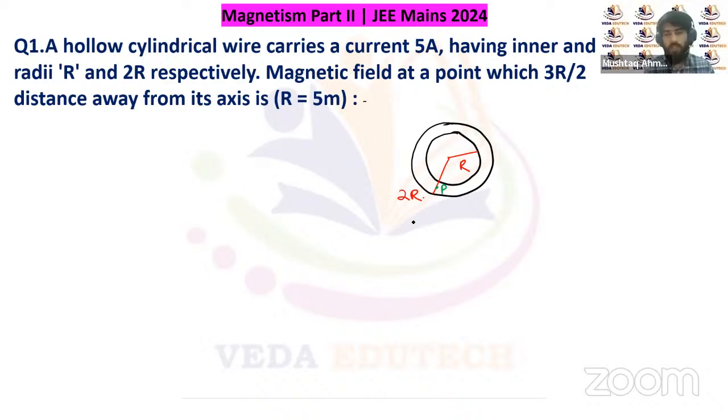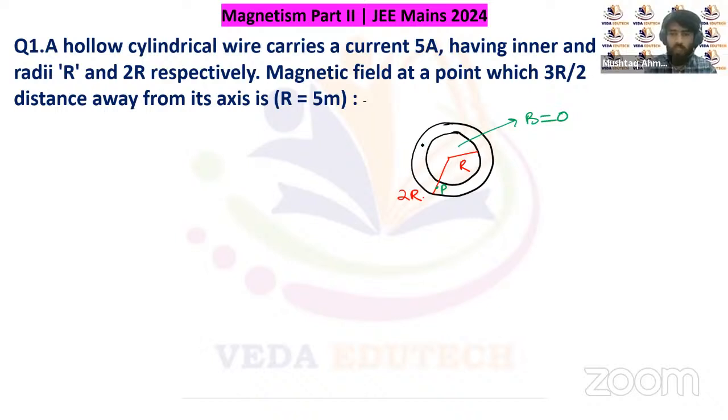Now, you can see that since this is a hollow portion, in this hollow portion the magnetic field will be zero, because according to Ampere's circuital law, integral of B dot dl will be equal to mu naught I enclosed, and here the enclosed current is zero. So magnetic field inside this hollow cylinder will be equal to zero because of no current present inside this hollow part, right?